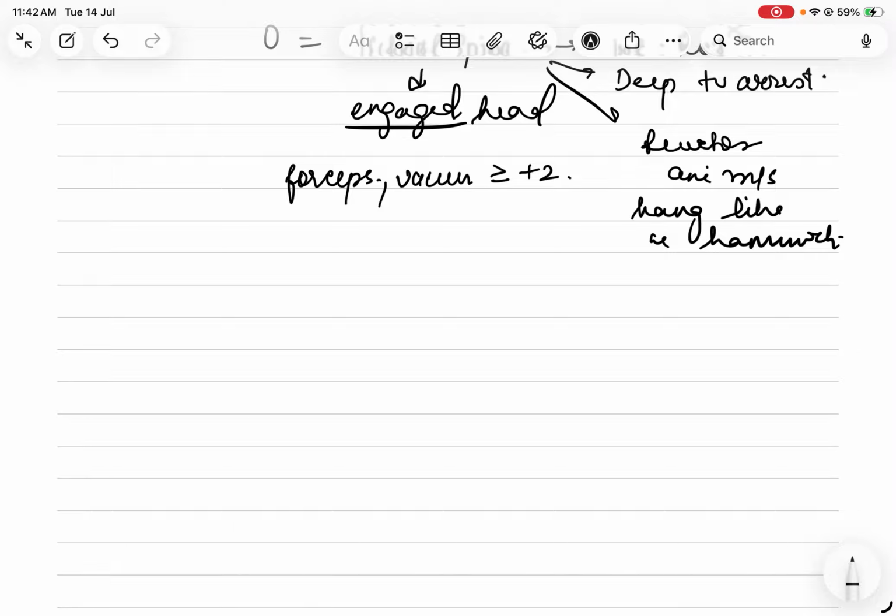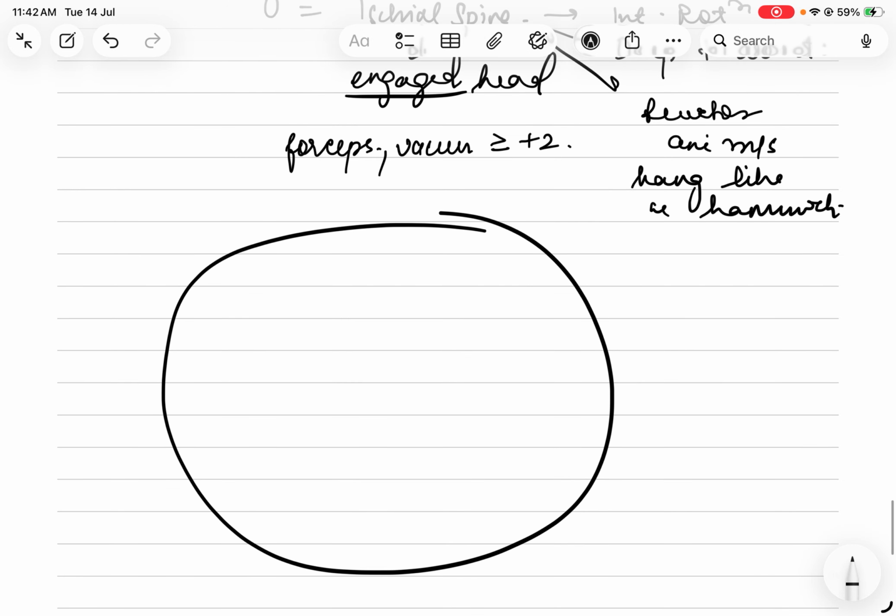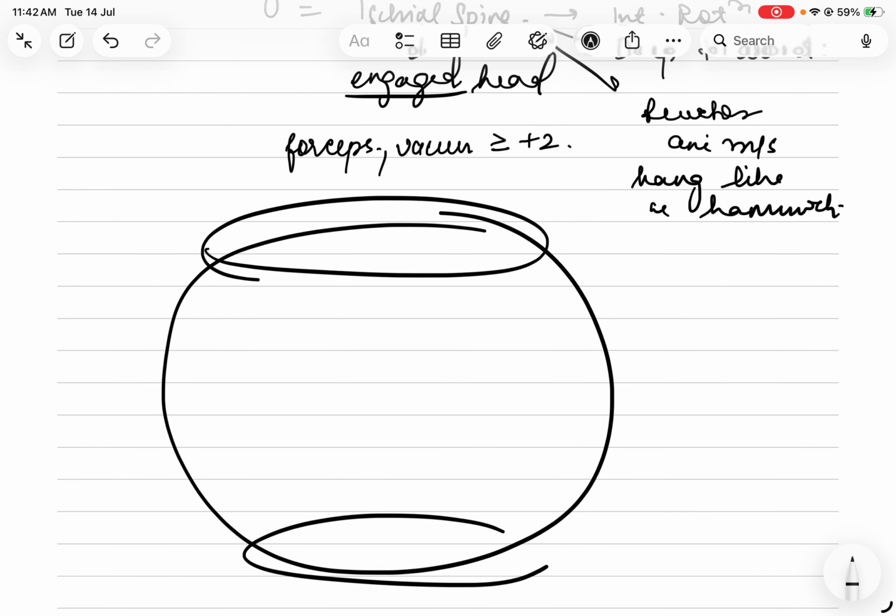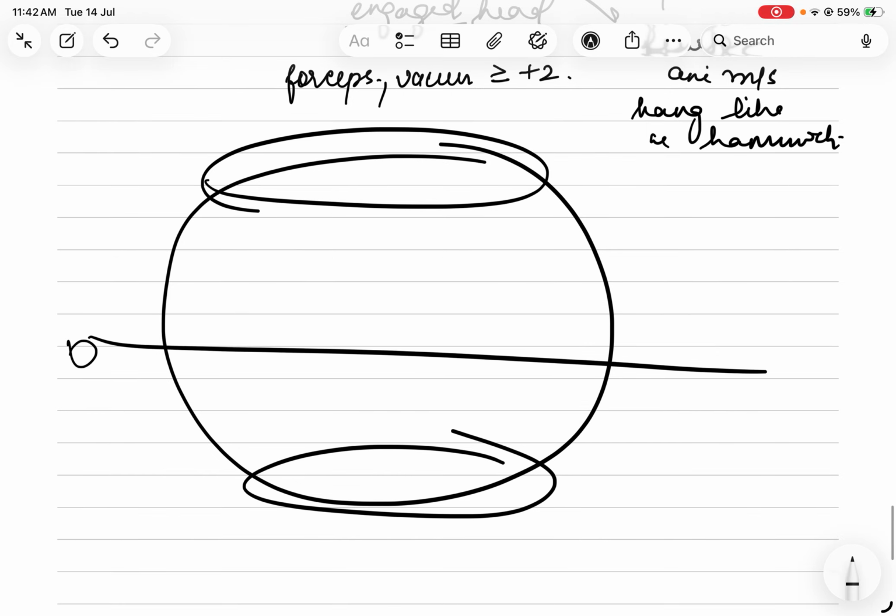Now the station below 0 means below is plus and above is minus. Suppose this is your cavity. If it is 0 station, below this is plus, plus, plus, plus. Above is minus, minus, minus, minus, minus, minus, minus.